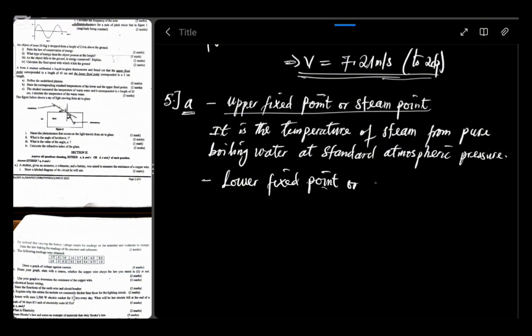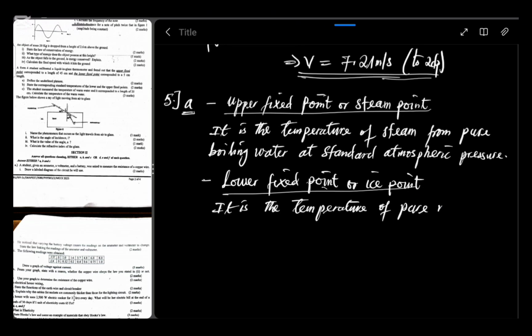Next, we have the lower fixed point. As I said, it's also known as the ice point, and it is the temperature of pure melting ice, also at standard atmospheric pressure.